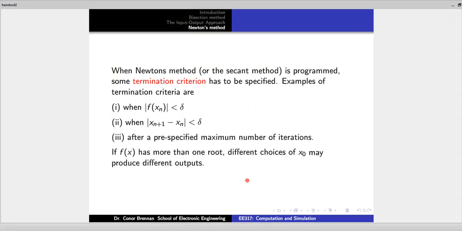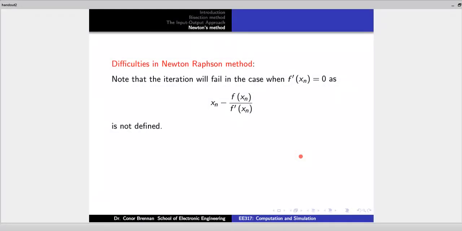Another thing to be aware of in terms of implementation is that if f of x has more than one root, and most functions of interest will have more than one root, the same choice of x0 will always lead to the same root. If you start this algorithm with the same x0, it always goes to the same root. So to find all the different roots, you have to run the algorithm many times with different x0. And there's a little bit of pot luck involved there, because many different x0s can all lead to the same root, as you will find out in assignment number 1, which is based on that observation.